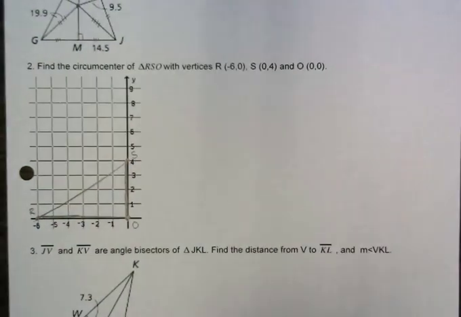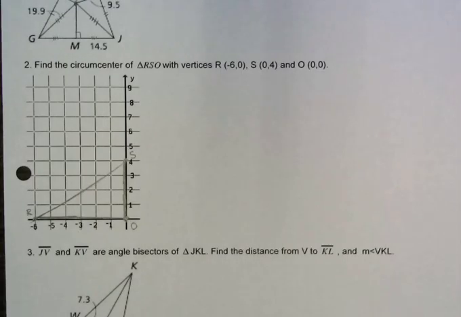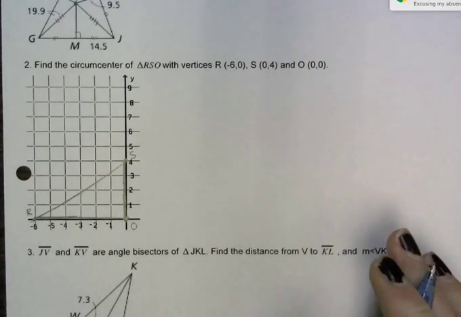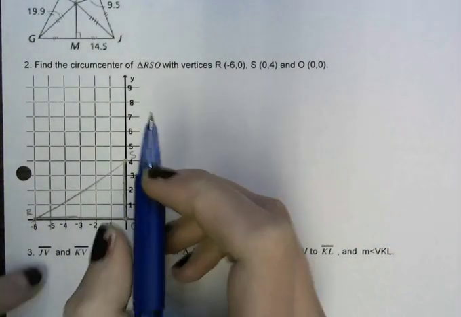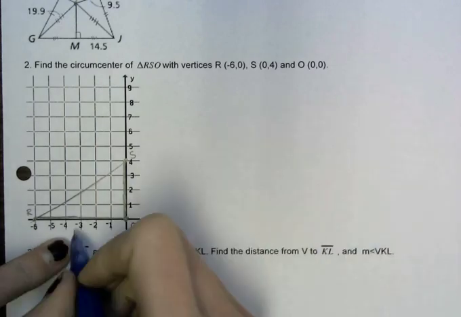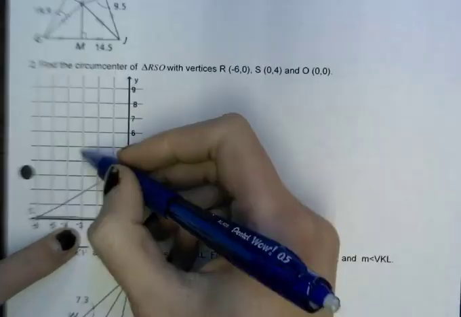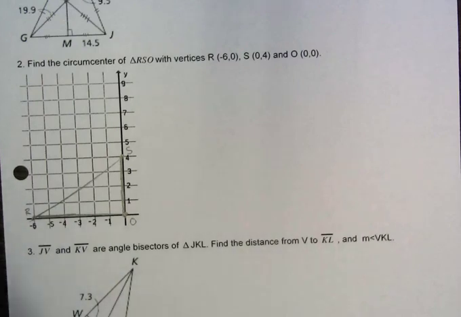Okay, so the circumcenter. So this is where I have the intersection of perpendicular bisectors. Perpendicular bisectors are going to be at the midpoint, and they're going to be perpendicular to this side. So technically I have 3 in a triangle, but if I can find where 2 of them intersect, the third one's going to intersect at the same place.